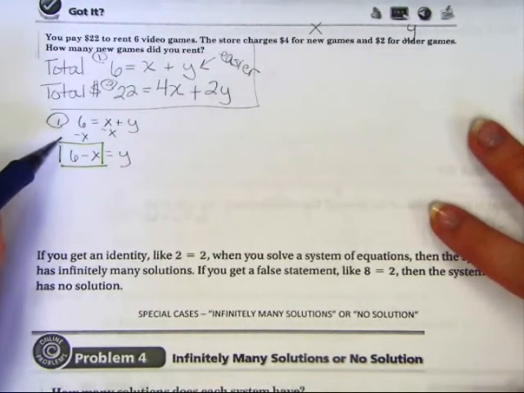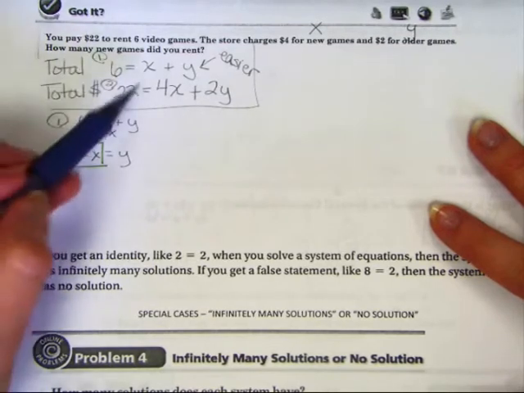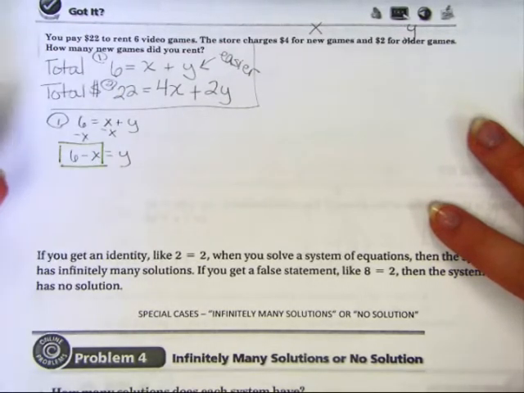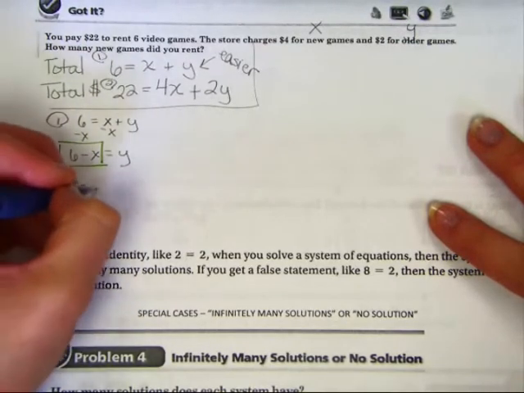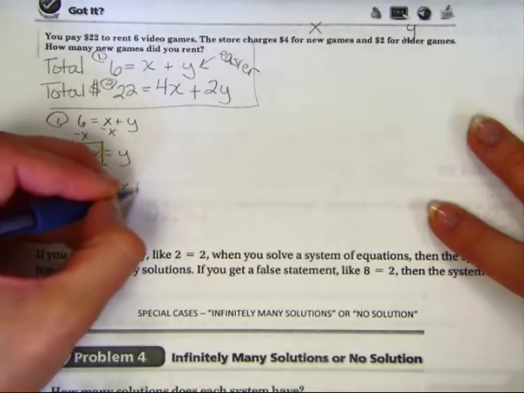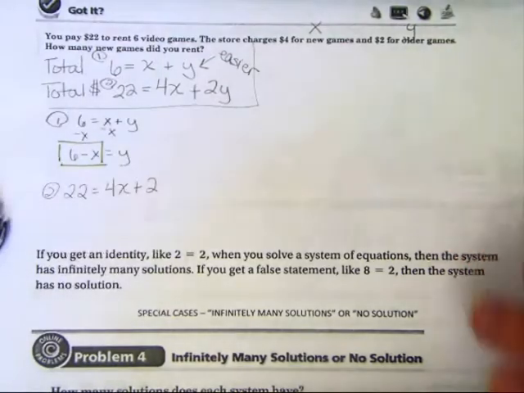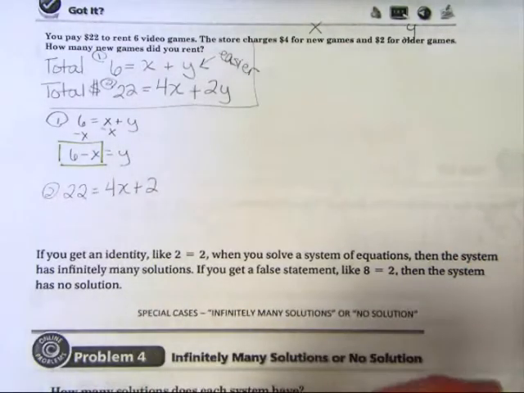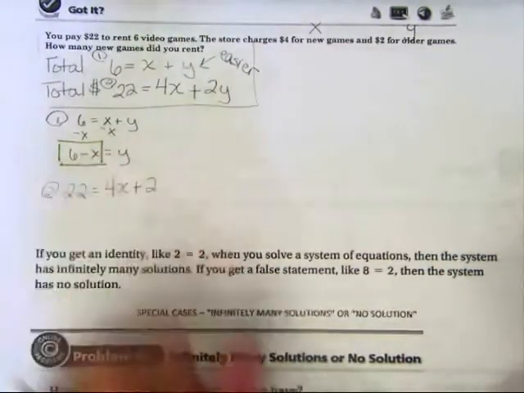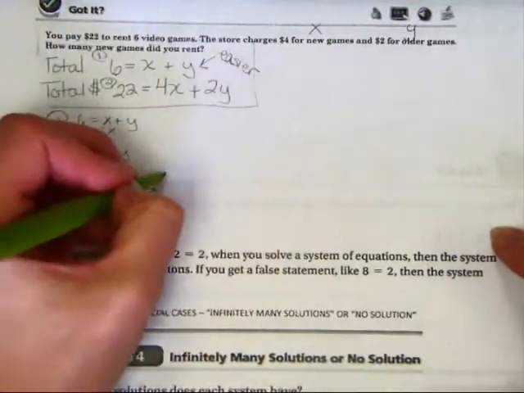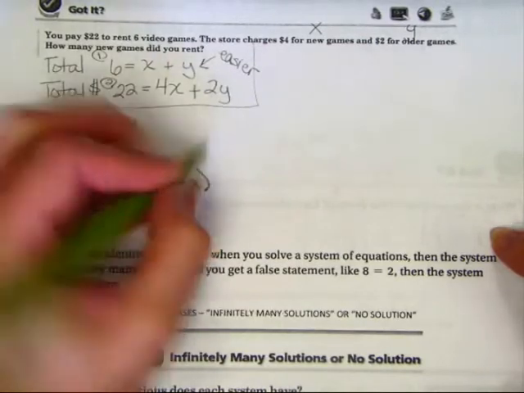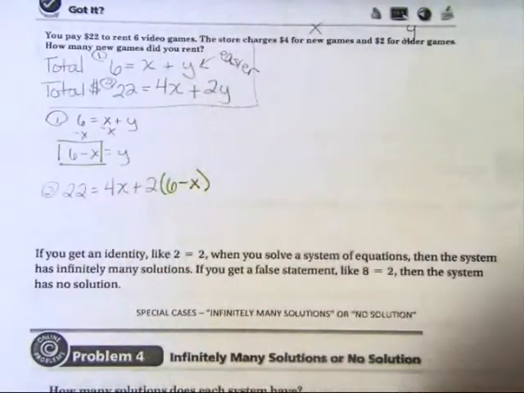Since we manipulated equation number 1, we need to plug it into equation number 2. So if I rewrite equation number 2, I get 22 equals 4x plus 2y. Now remember how we solved for y right here in this box? See this y up here next to the 2? It's going to get subbed in with 6 minus x. That was the whole point of what we just did.